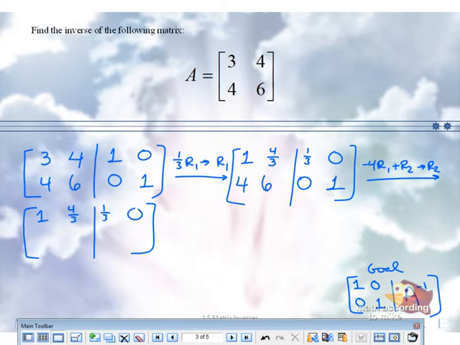And then off to the side underneath this arrow over here. What is -4 times the first row? Times 1? Times 4/3? -16/3. Did that hurt at all to say that? No. Times 1/3? Times 0? 0.